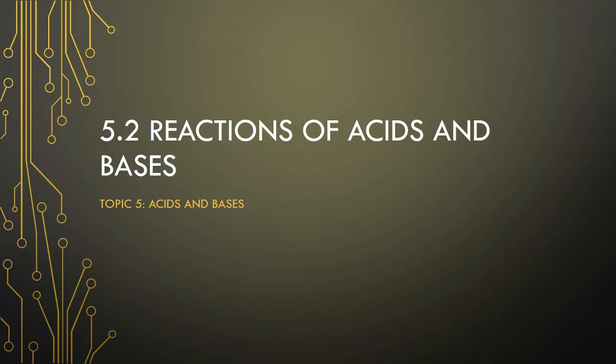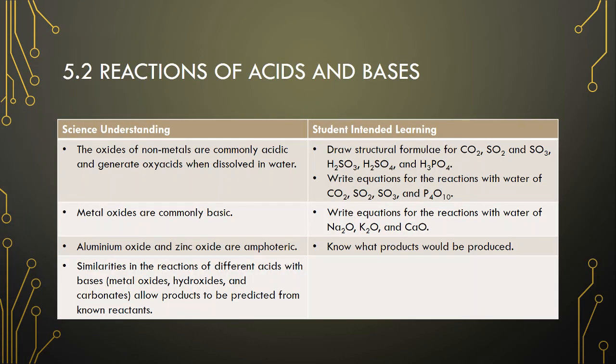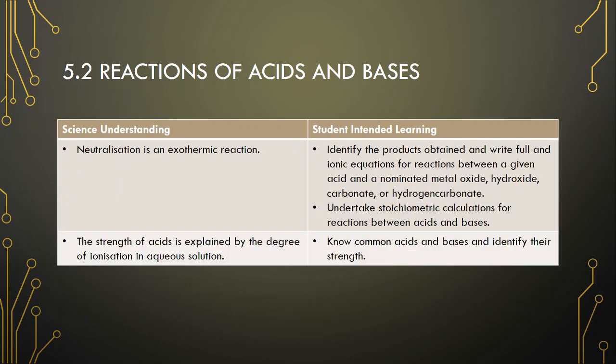Okay, I would like to continue on 5.2, reactions of acids and bases. And in this video, I would like to talk about the last row in the science understanding. The dot point says: similarities in the reactions of different acids with different bases allow products to be predicted from known reactions.